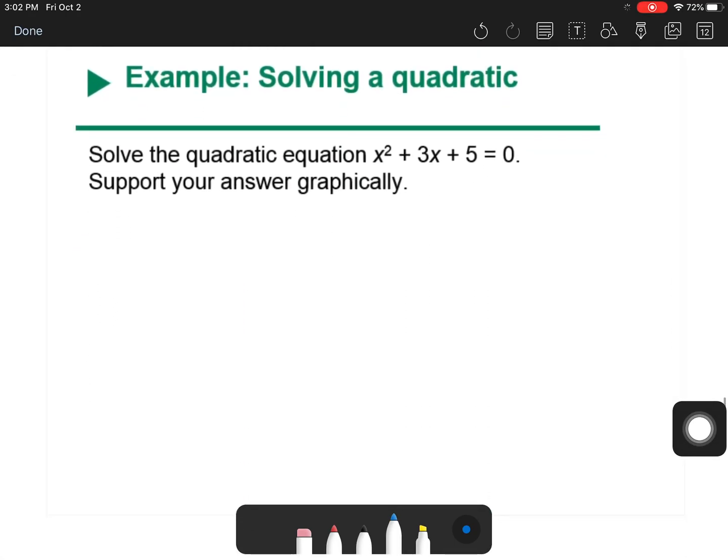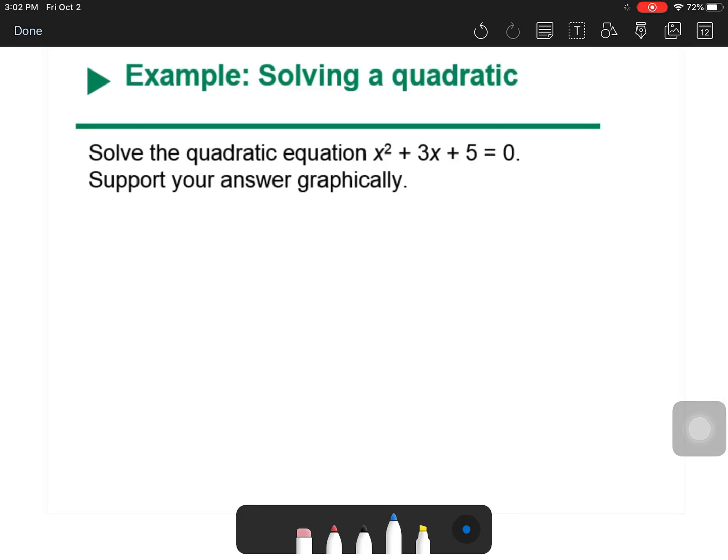So let's take a look. So first one, you can complete the square too, but I think most of us would choose the quadratic formula, so that's what we'll go with here.